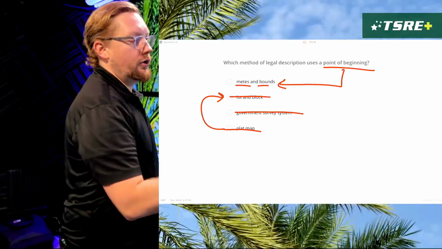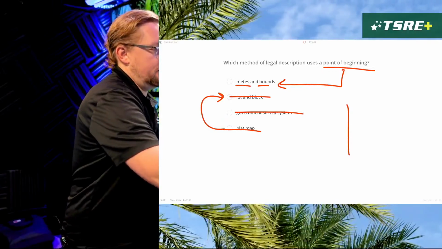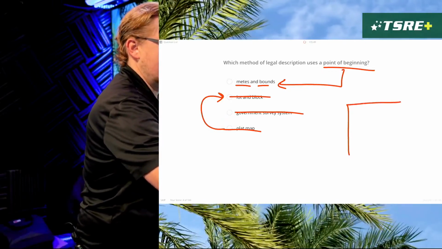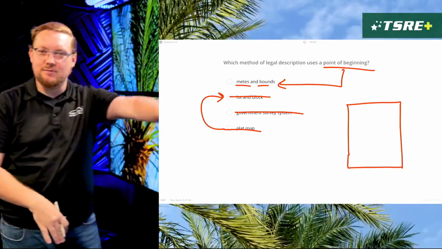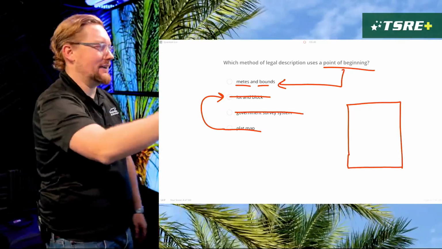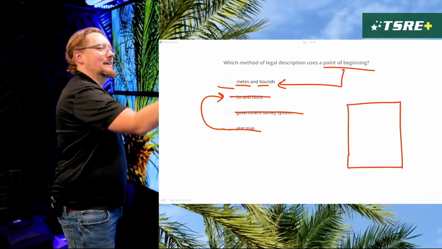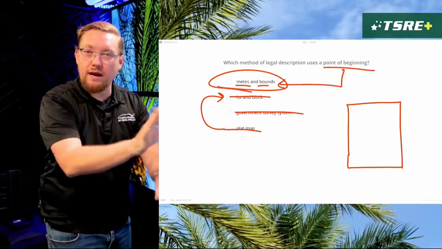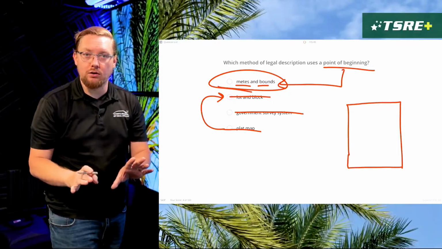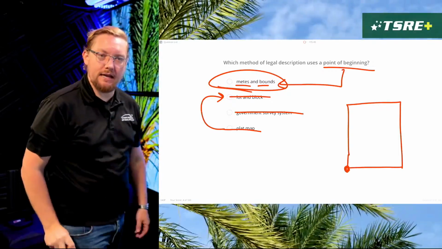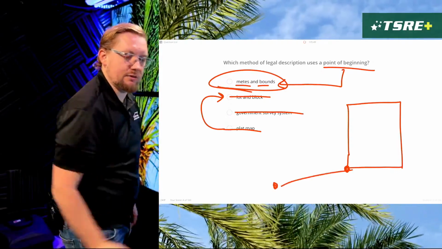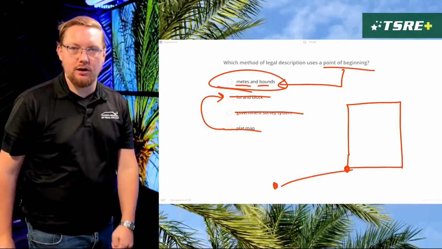You go north 100 feet, east 100 feet, south 100 feet, west 100 feet, and that basically gives us a perfect square. Just disregard the part where I had to square it off there at the end. But this square could be anywhere in the world unless we have a very specific point of beginning that we could reference to get to the first corner of the lot.